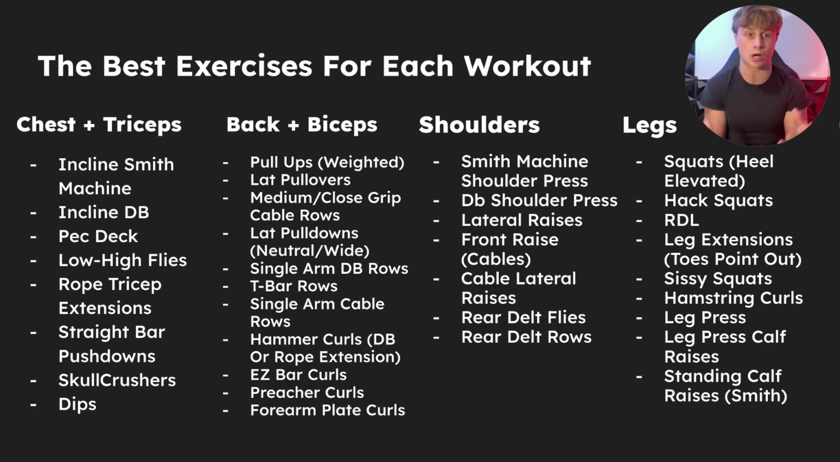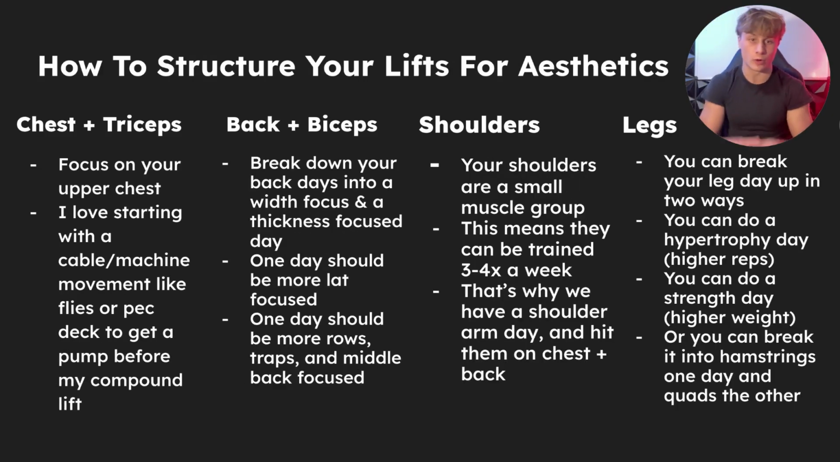But I just went over a ton of different exercises. So how do you actually structure these inside of your lift? All right, so this is how you guys are going to structure your lift for aesthetics. On your chest and tricep days, you need to focus on building that upper chest. I love starting with a cable/machine movement like flies, like pec deck. That way you get a pump before you go hit a compound lift. That way when you're doing your incline Smith press, you're doing your dumbbell incline, you already have a pump and you can really feel the muscle group as you're building it, okay?